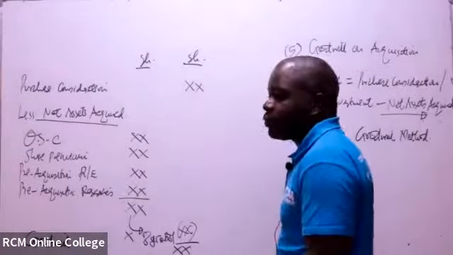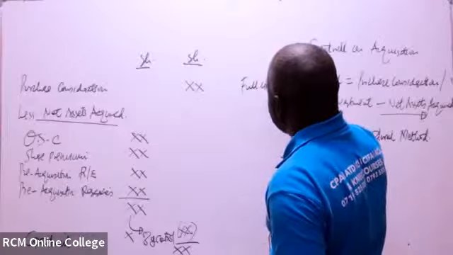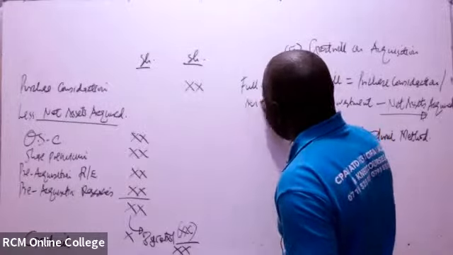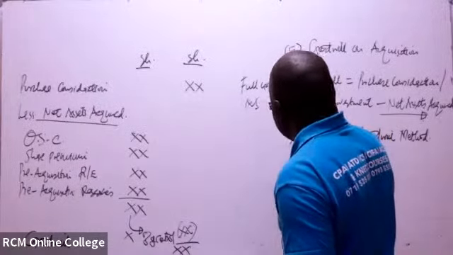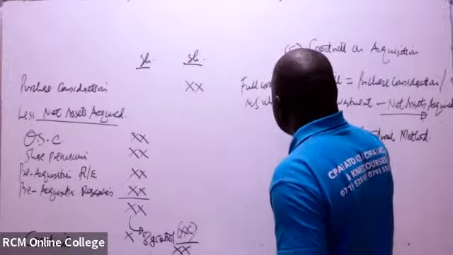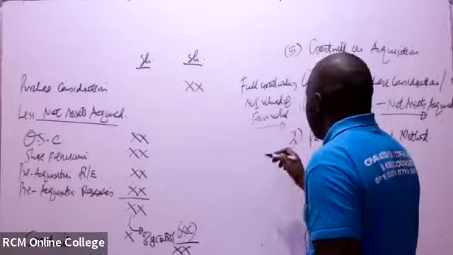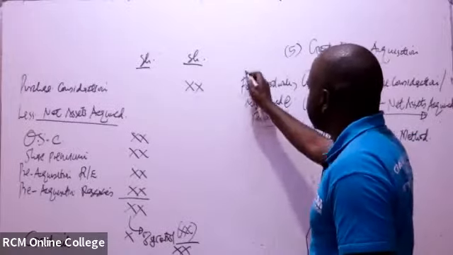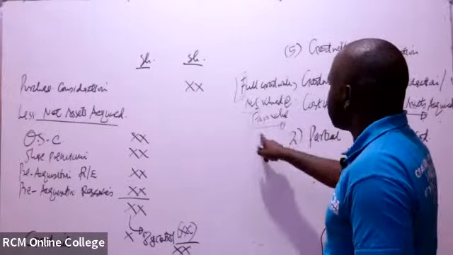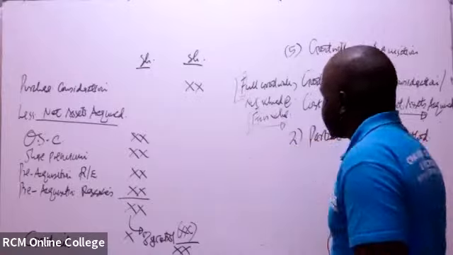I've told you that in the additional information, you'll see the examiner saying NCI was measured at fair value. When you see this statement, don't think twice. He wants you to use the full goodwill method. F and F: full, fair value. He wants you to use the full goodwill. Don't think twice.